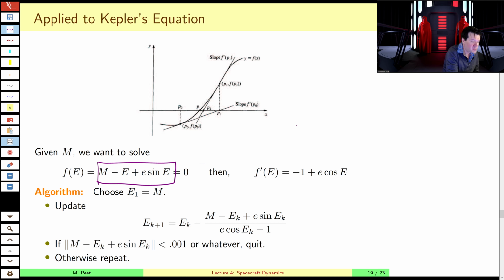And remember what Newton's iteration is: x of k plus 1 equals x of k plus f of xk over f prime of xk. Or is there a negative sign here? I should actually double check that.